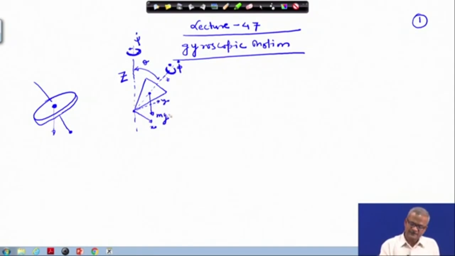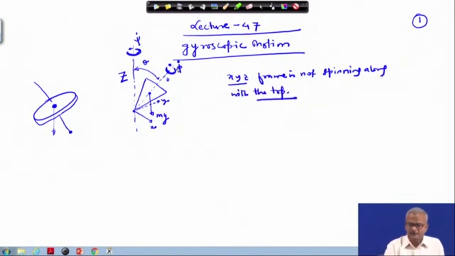And we assume that the x, y, z frame is not spinning along with the top. This assumption is valid because the spinning of the top about this axis does not change the moment of inertia configuration in the x, y, z frame. And therefore, as I have explained, we choose the body frame such that it is not spinning, meaning phi dot is not there for the body axis.